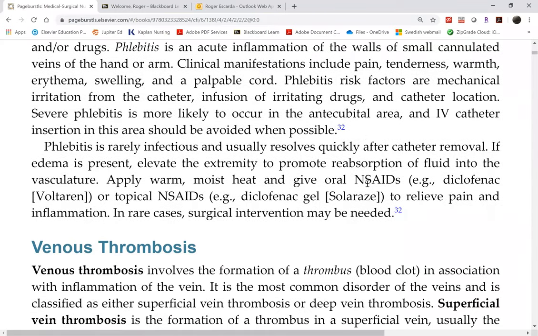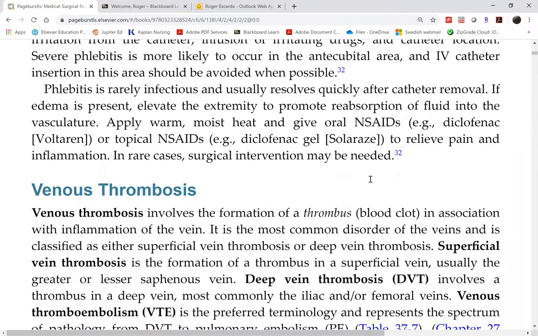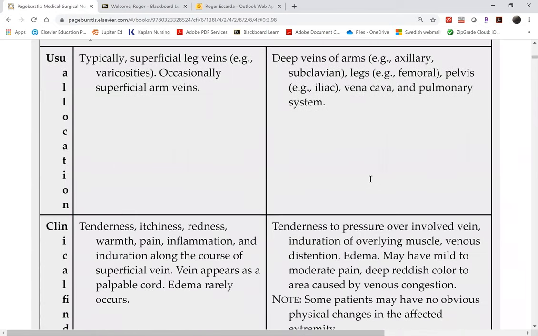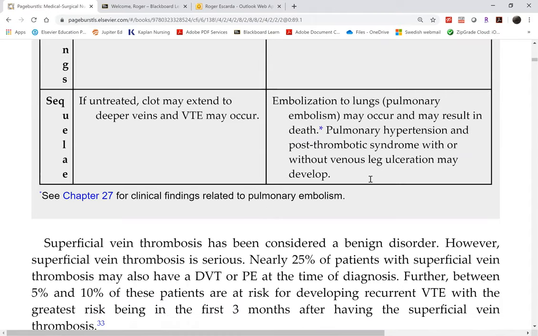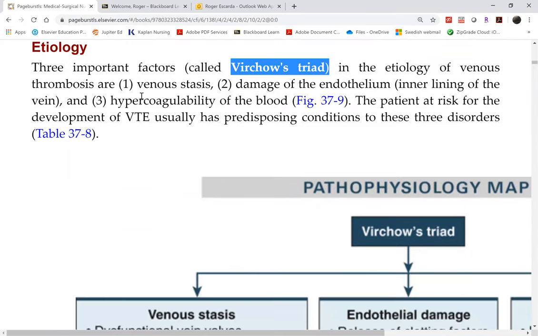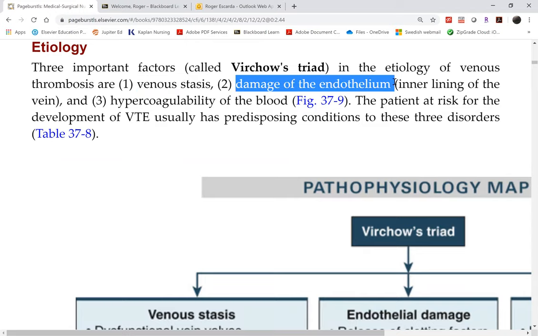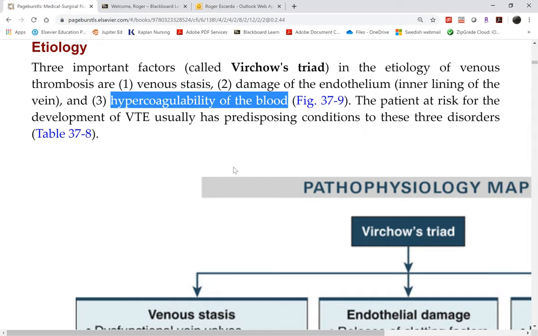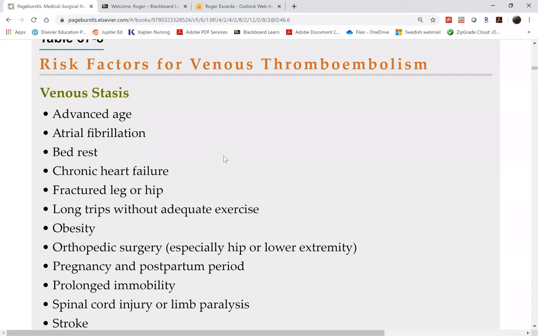All right, phlebitis. This is now DVTs. There are three main risk factors here. We have the Virchow's triad. This is a triad of conditions resulting in, number one, venous stasis. Number two, injury to the endothelium. Three, hypercoagulability. You have specific examples right here, table 37-8.